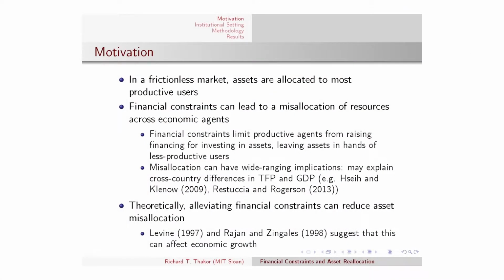Now, to take a step forward from a theoretical perspective, if we alleviate the financial constraints of these users, in other words, enable them to raise financing in order to make these investments, then this can help to reduce this asset misallocation. In other words, it can create a reallocation of assets towards more productive users, thereby improving a number of real outcomes. And a number of papers in the literature have suggested that this can even help to explain economic growth. So it's very important in general to understand this sort of channel.